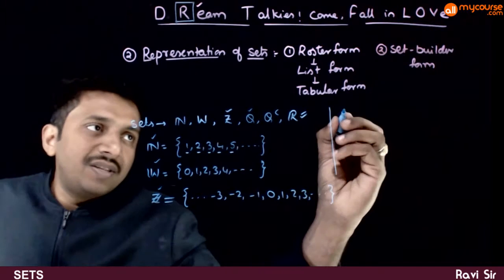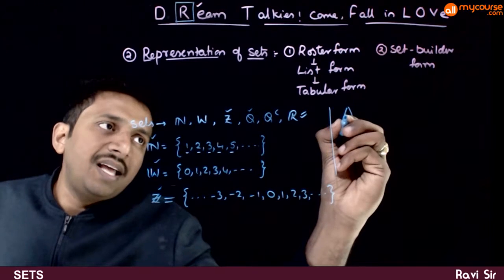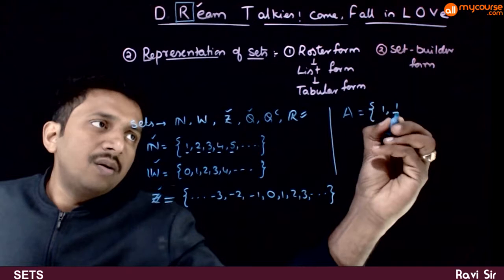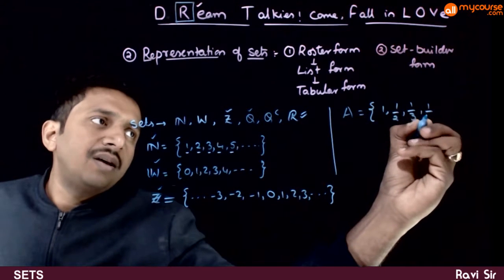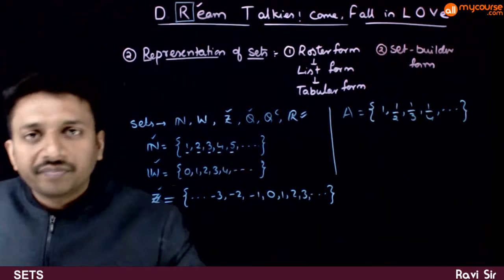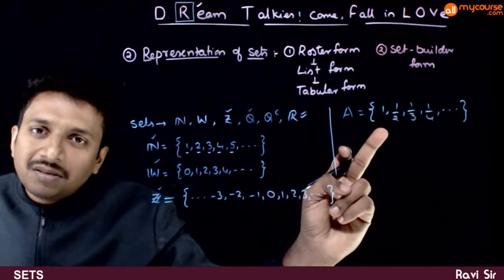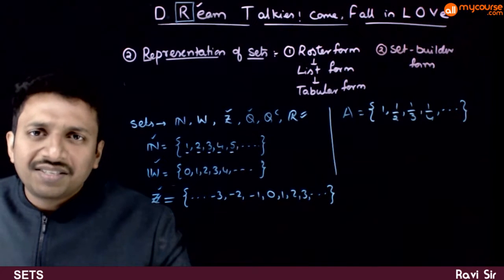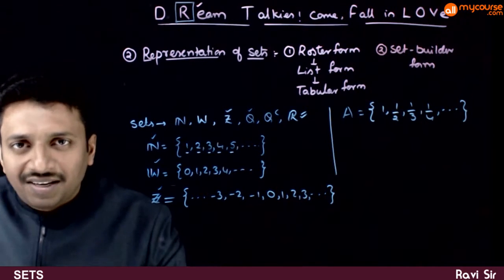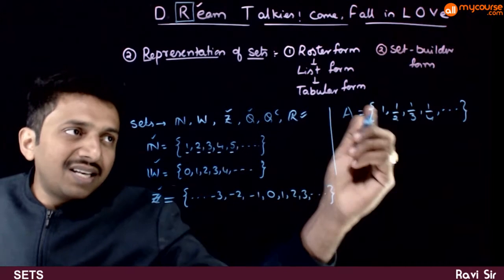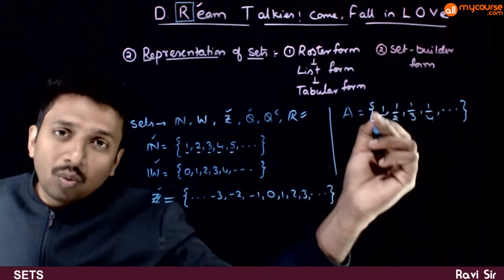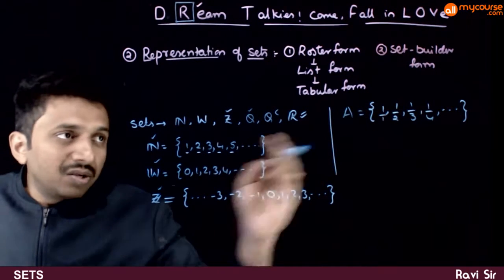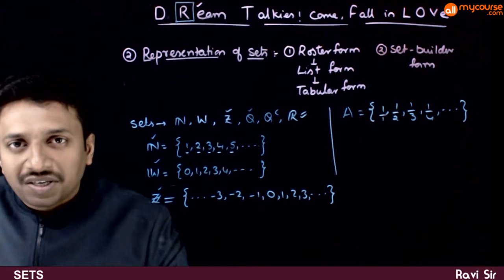So let us talk about this set. Let us say that we have a set A which contains the numbers 1, 1 by 2, 1 by 3, 1 by 4, and so on. Obviously this is a set. So you know what this set contains: numbers of the form 1 by 1, 1 by 2, 1 by 3, 1 by 4, 1 by some natural number, right? This is the roster form of representation of the set.